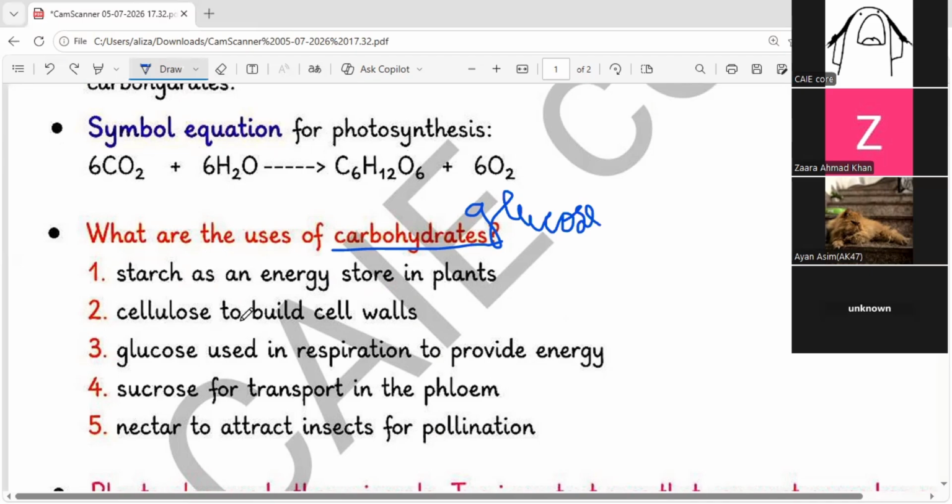That is cellulose to build cell walls. If you have studied the cells chapter, you will know that the cell walls in plants are made up of cellulose. And this cellulose is indirectly made from glucose. Everything is connected. So cell wall is made up of cellulose, and this cellulose is made from glucose. So indirectly, this glucose is the main cause, and the second reason to make carbohydrate is that cellulose is needed to build cell wall. Any doubt?